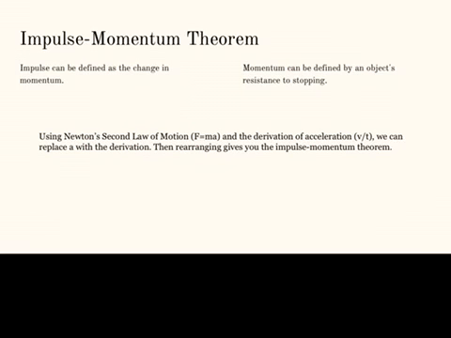So, as we've already established, impulse is equal to force times change in time, and momentum is equal to mass times velocity. Now, impulse can also be defined as the change in momentum, and momentum can be defined as an object's resistance to stopping.